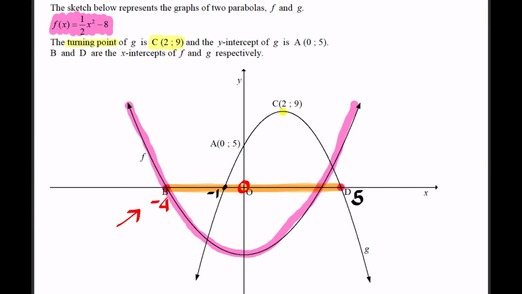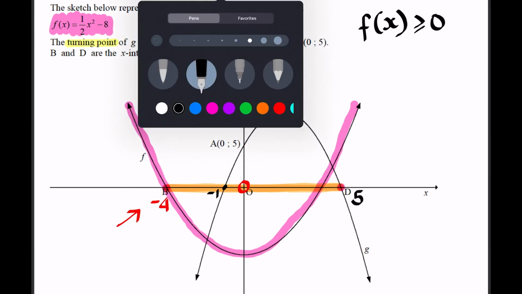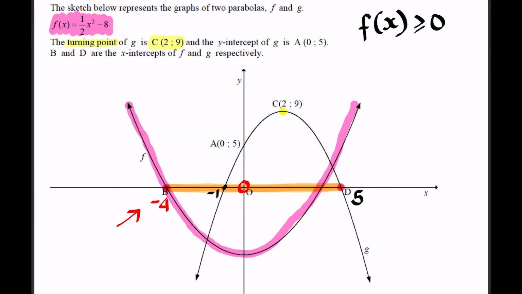So I'm going to highlight that. I want to know, or use the graph for, where f of x is greater than or equal to 0. So what I'm going to do is identify where f of x is equal to 0. f of x is equal to 0 on the x-axis. If I can see that f of x is equal to 0 on the x-axis, I can then clearly see where f of x is greater than or equal to 0.